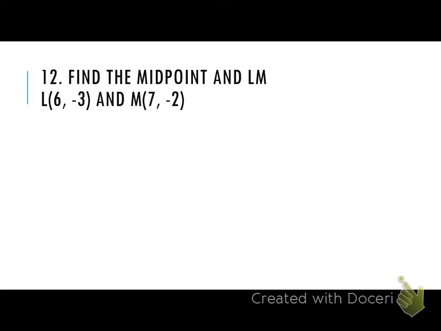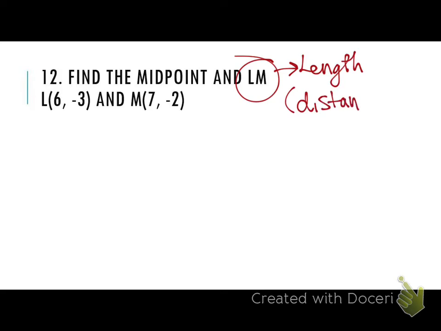Find the midpoint and LM. All right. What does it mean when there's no line above? Yeah, it means the length of it, right? Which, this is going to be a diagonal line. I know it is because, are these x's the same? No. Are these y's the same? No. So it is going to be diagonal. So in a diagonal line, you have to use the distance formula. Okay, so if you want to mark that, we would end up using the distance formula.